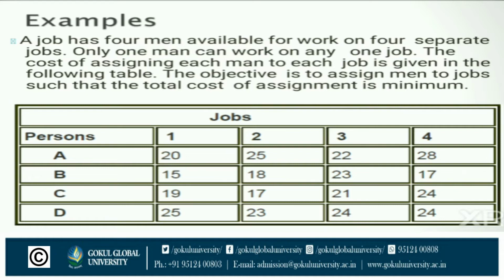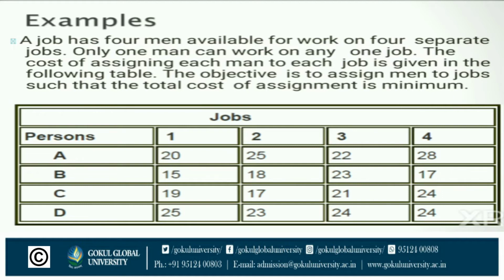Now subtract the minimum value of each row. In the first row the minimum is 20, so subtract 20 from all other values. In the second row the smallest element is 15, then subtract 15 from all other values. Third row smallest value is 17, then 17 is subtracted from all other values. And the last one is 23, then subtract it from all elements of that row.